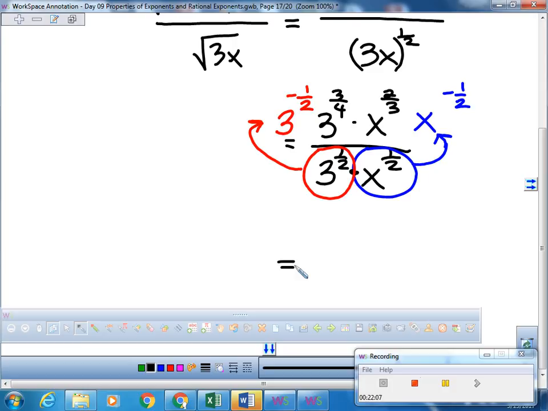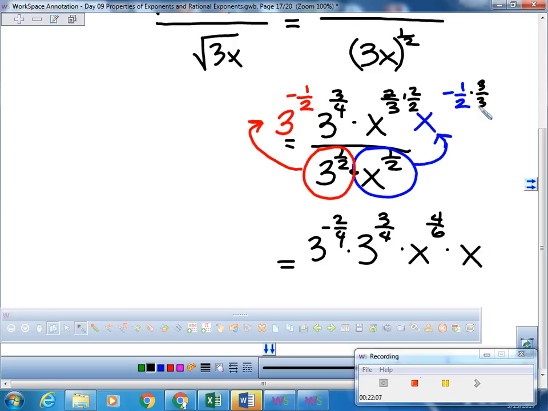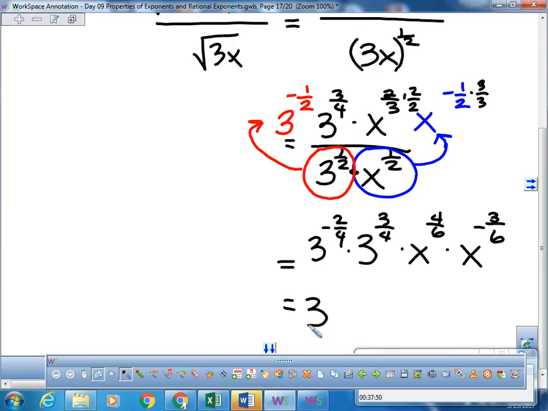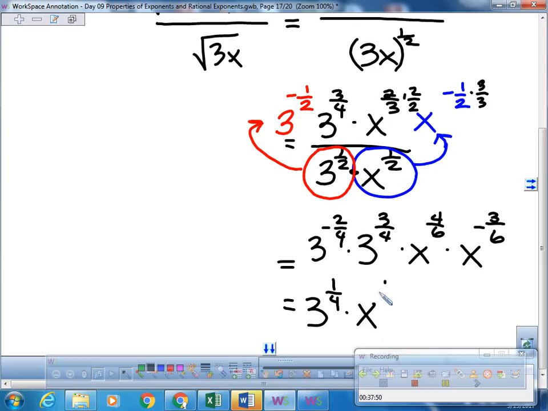So I'm going to change this to 2/4. Does everybody agree with that? So I have 3 to the negative 2/4, and I have 3 to the 3/4, and then I have x. I need to change this denominator. What am I going to change this denominator to? 6. So to do that, I multiply both by 2 and 2. So now it's 4/6. And this one is 3/6. Because I multiply by 3 over 3, and I get negative 3/6. I'm almost done, guys. So this is 3/4 minus 2/4 is 1/4. And x, 4/6 minus 3/6 is 1/6, and we're done.